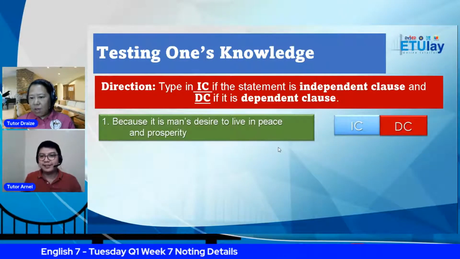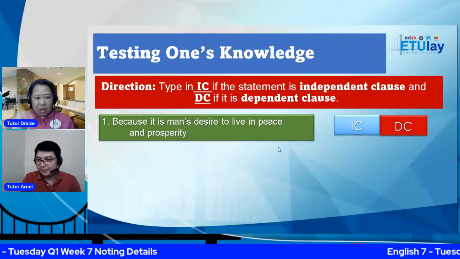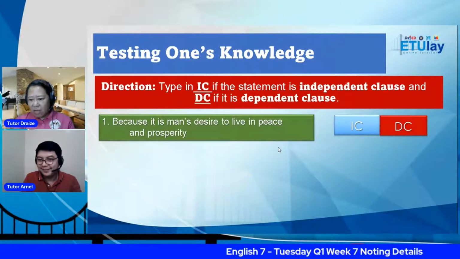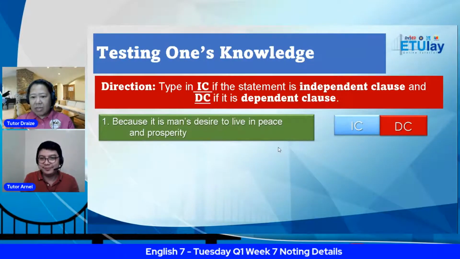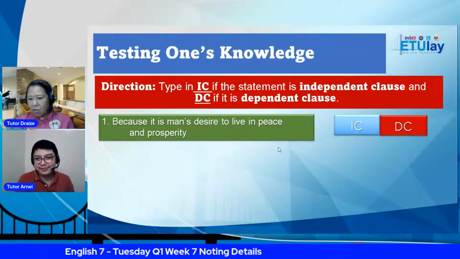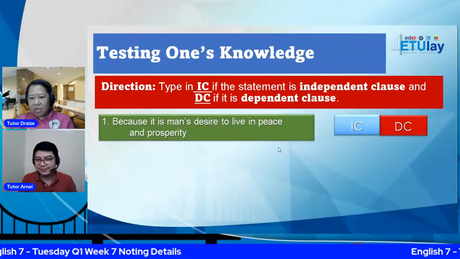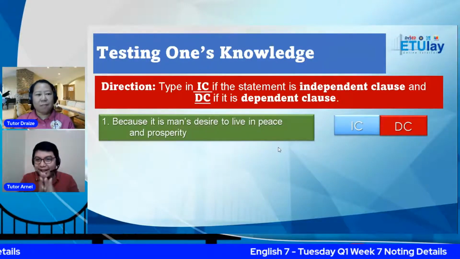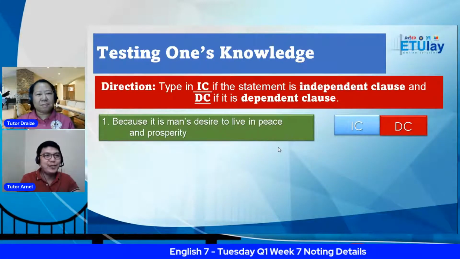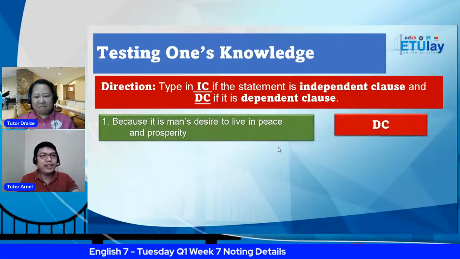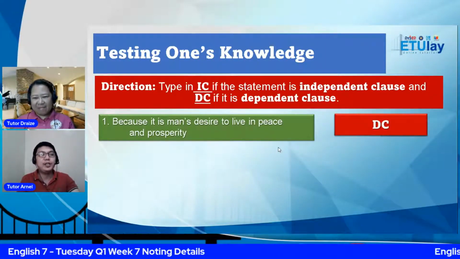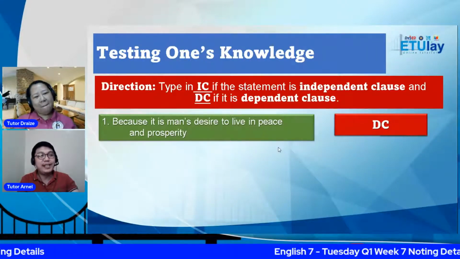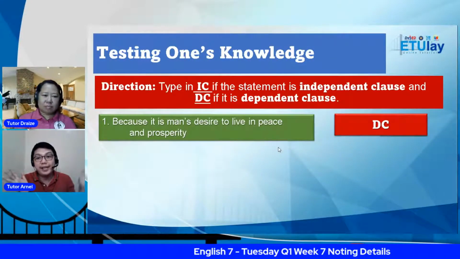Okay, so let us check. We now have an answer here from Pauline, and it's an IC. According to Dylan, it's a DC. And Tyrone is an IC also. And Nino is a DC. And Brent is an IC, which is correct, Tutor Arnell. All right, so we have mixed answers here. Well, number one is a DC, or a dependent clause. All right, why is it a dependent clause, class? Because it needs an independent clause to make it complete.